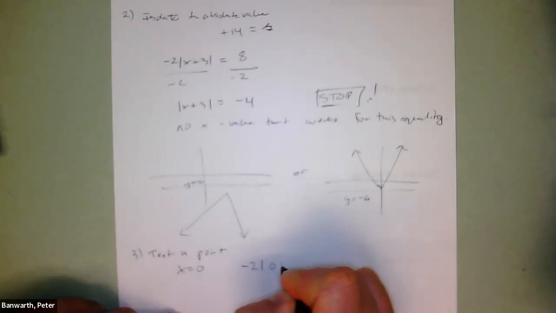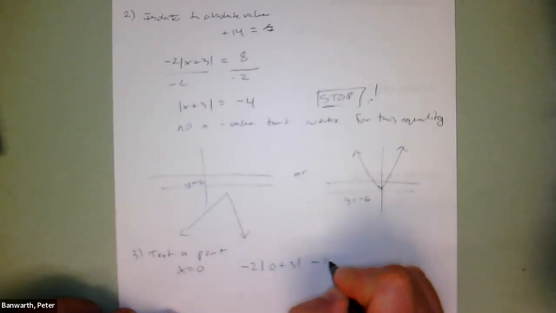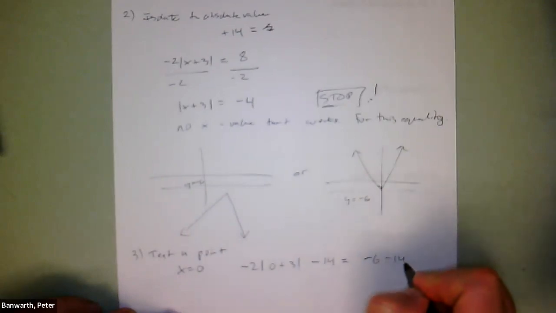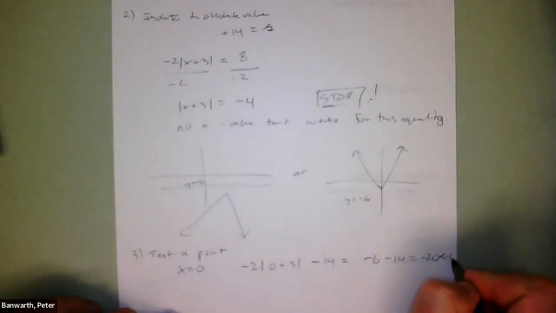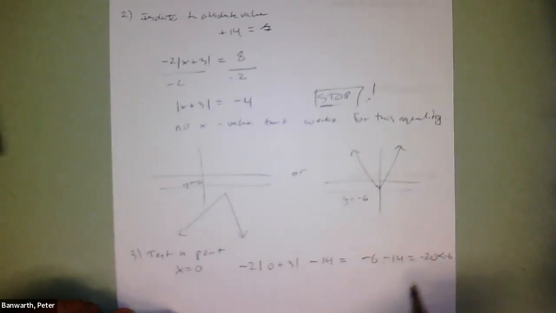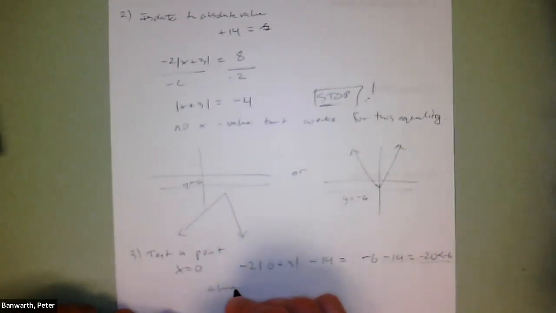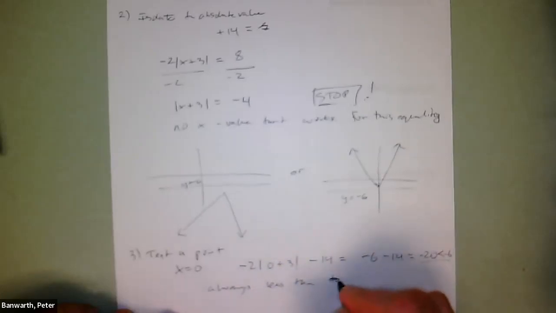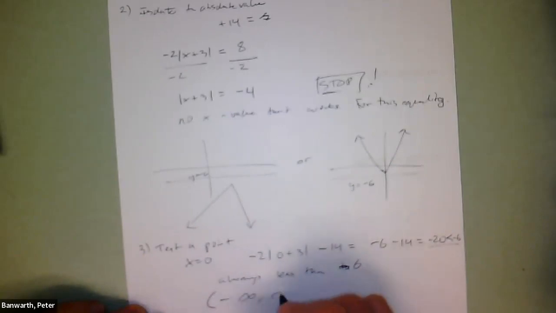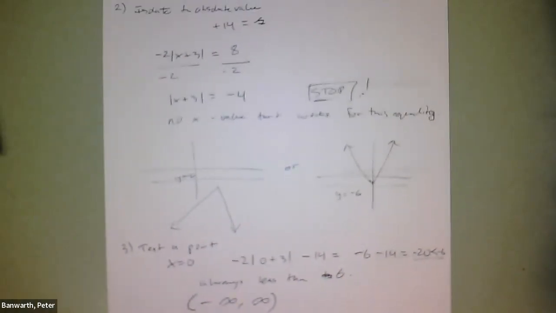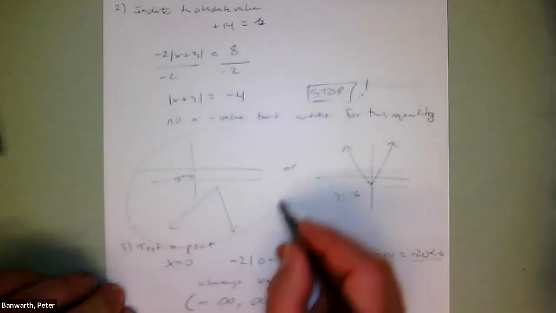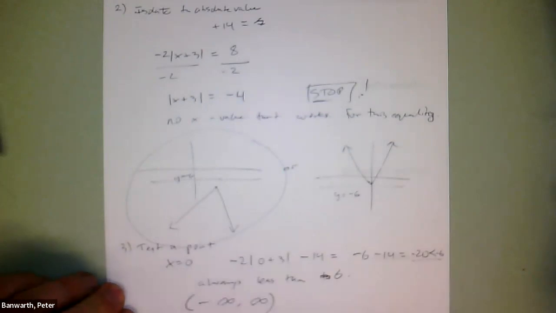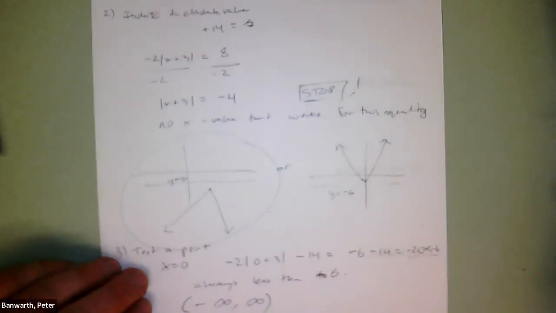So I do negative 2 times the absolute value of 0 plus 3, minus 14. That's negative 2 times 3, which is negative 6, minus 14, which is negative 20. That's less than negative 6. So that tells me my function is always less than negative 6. So the set of solutions is all real numbers. I'm in this scenario here where it never even gets up to negative 6. So it never touches, so it's below for all values.